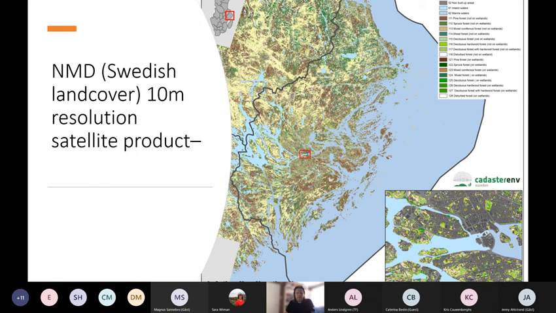So when it comes to our case, a little bit later, we are using a product that is derived from Sentinel data and map data. This is a Swedish land cover product called Nationella marktäckedata. It's a 10-meter resolution satellite product, and it gives information about different land covers and different forest types, I would say. And it has been produced based on Sentinel data and map data, and it will be updated in the future also. So this is a very, very much used product in Sweden.